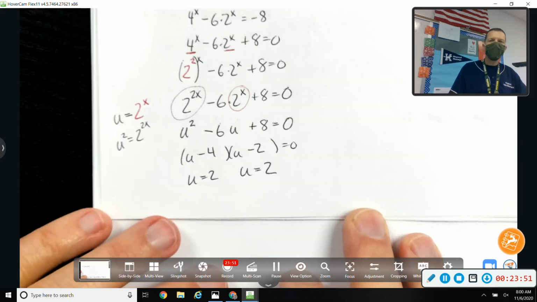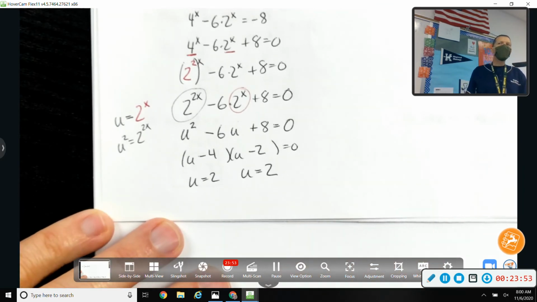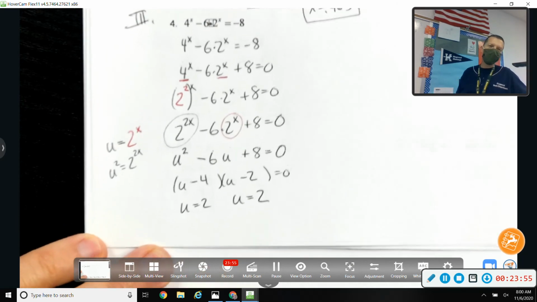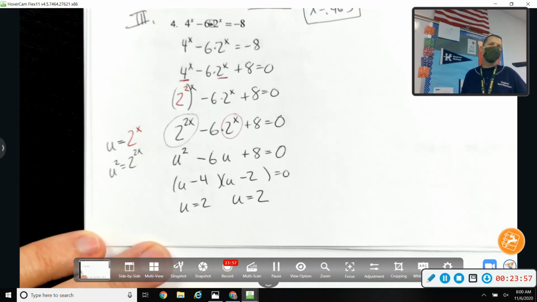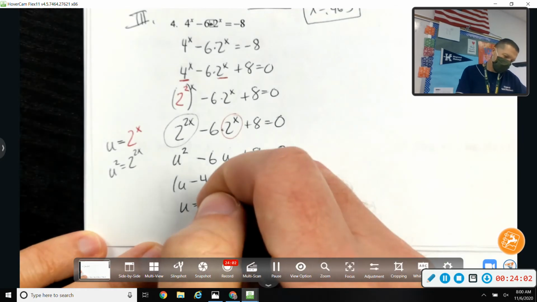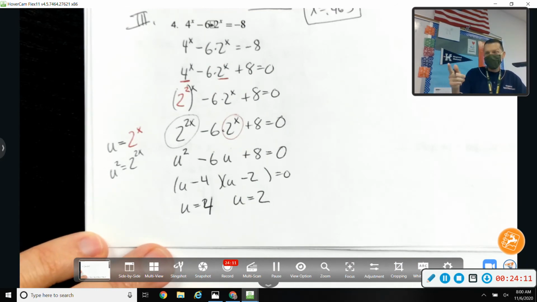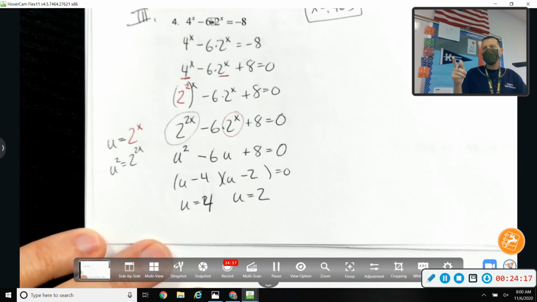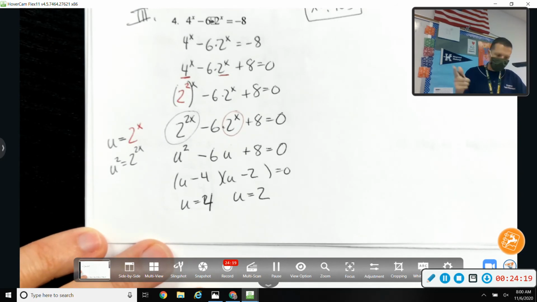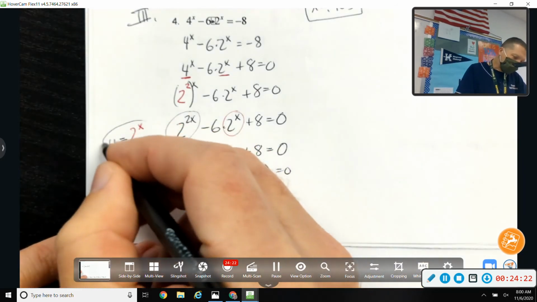Easy peasy stuff. Except that this problem didn't start as a u problem, it started as an x problem. Whoops. Shouldn't one of those u's be 4? Yes, one of those u's should be a 4. She said make it back into an x problem. You have to put it back into the 2 to the x. Let's make it back into an x problem. And I can do that because u is 2 to the x.